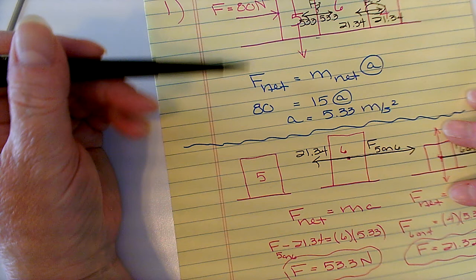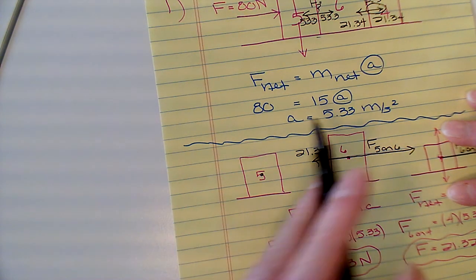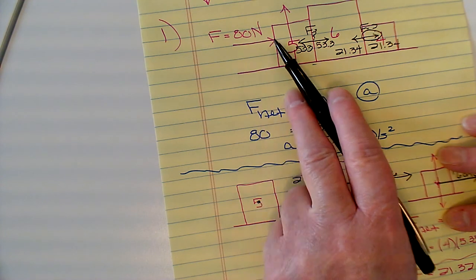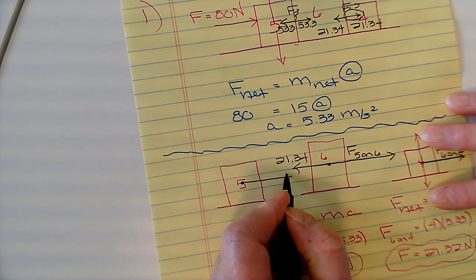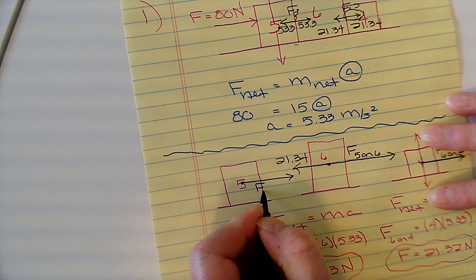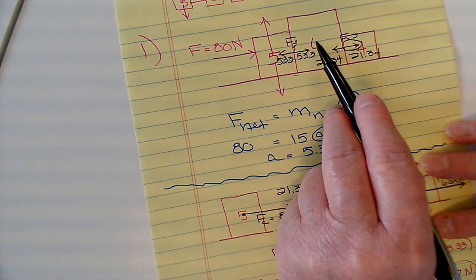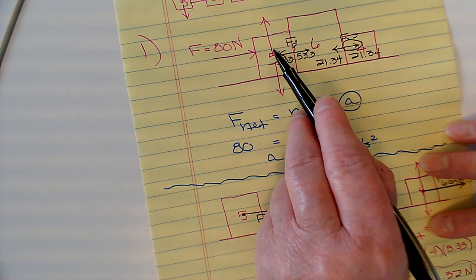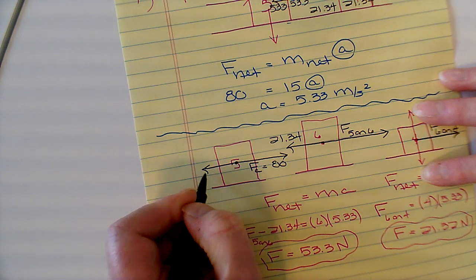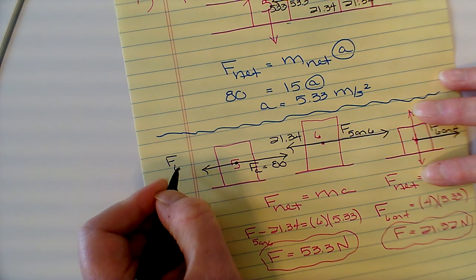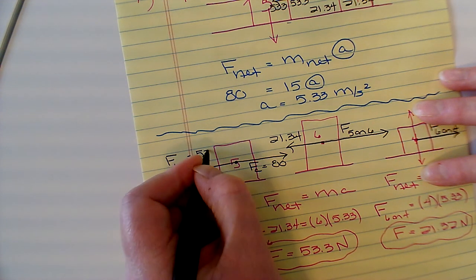All right, so what's happening to the 5? So we turn the 5 block into a dot. And I see I've got this hand pressing on it to the right at 80, and I'm going to make this arrow kind of long because that's the way the system's going. But the 6 is pressing on the 5 to the left. So this is going to be the force of the 6 on the 5, and that is 53.3.